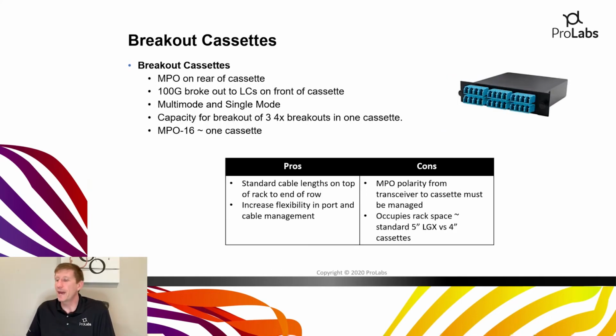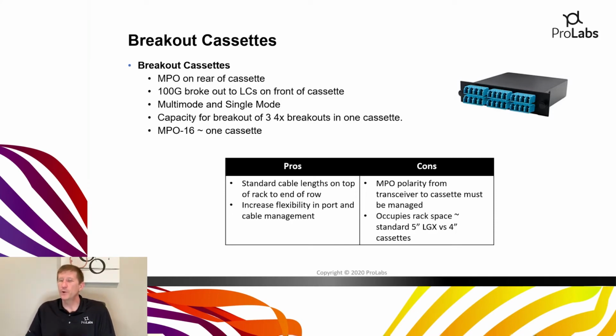So another option you may have is on your breakout cassettes. On the rear of the cassette, we'll take your MPO connector. You'll have 100 gigs off that, say, the DR4 or DR4 Plus or whichever transceiver that we broke out to, LC pairs on the front of the cassette that you can tap into your 100 gig pairs. This is both the multi-mode and single mode options. There's capacity for 3 4-by breakouts within one cassette.